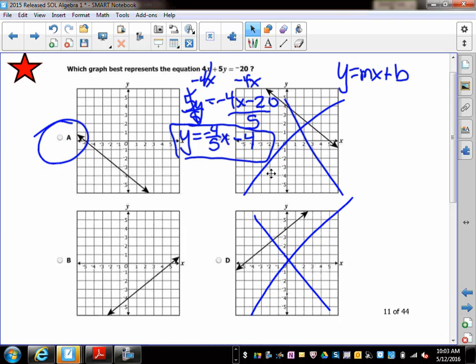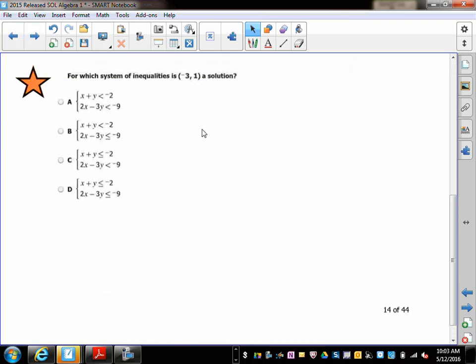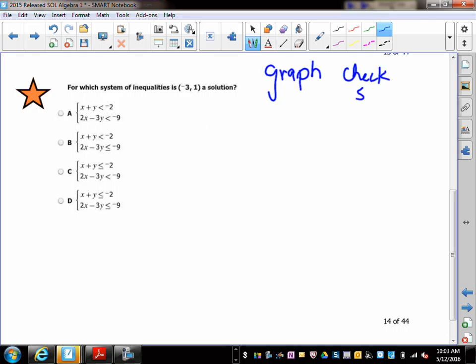Okay, so next we have 14. Alright, number 14. So this is a system. This is what you had a lot of your homework on last night. So system of inequalities. There are a couple different ways, I'll show you both here. Remember, to solve a system of inequalities, we need to either graph it or we can check the solutions.